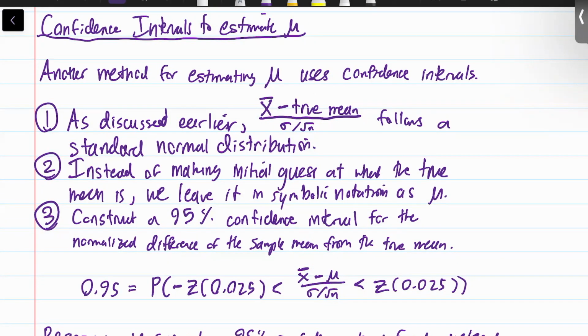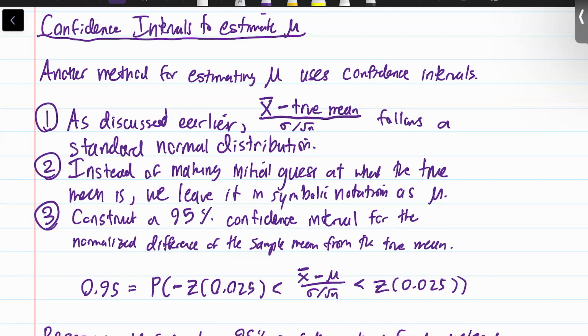As discussed earlier, x bar minus the true mean over the standard deviation follows a standard normal distribution. Unlike the hypothesis testing method, instead of making an initial guess at what the true mean is, we leave it in symbolic notation as mu. Then we construct a 95% confidence interval for the normalized difference of the sample mean from the true mean. Because, as we said, x bar minus the true mean mu divided by the sample standard deviation follows the standard normal distribution, we can use z-table values to construct our confidence intervals.